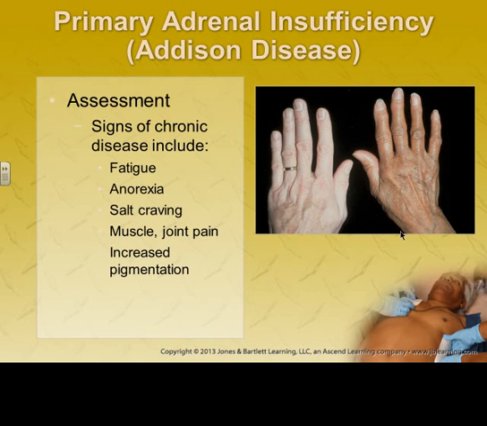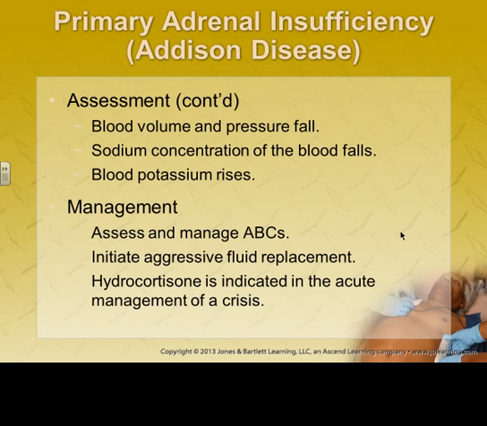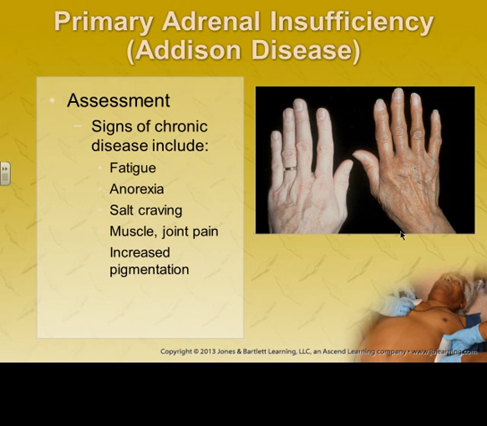Some of these signs, this is the same person. They've got increased pigmentation in the right hand, normal pigmentation in the left hand. They often will have salt cravings. And it's going to be with all the electrolyte imbalances.